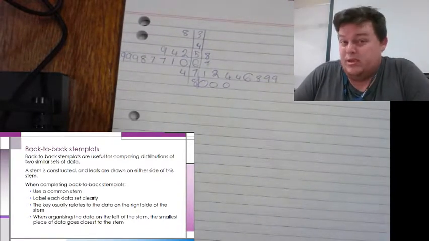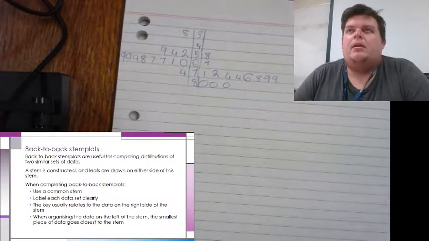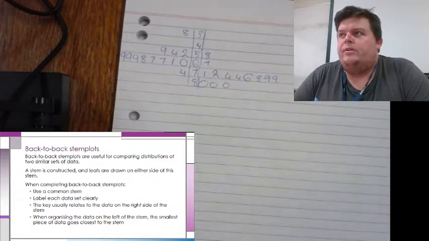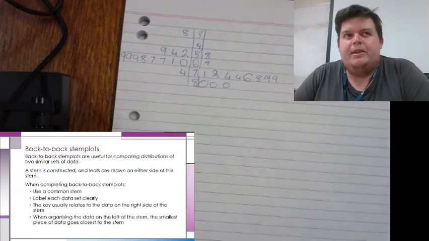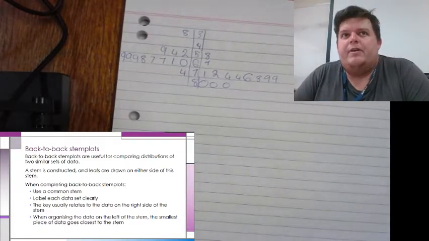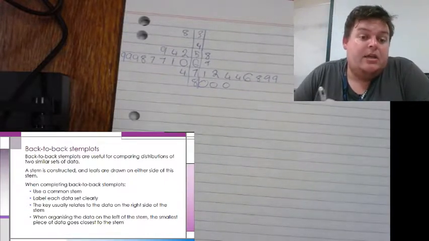We've already talked in class before about back-to-back stem leaf plots, which are very useful for comparing two small sections of very similar data. So you might do males and females for how many pets they have at home, things like that, that are two different variables but related to the same data set. It's important when you're doing this that you follow a couple of rules.